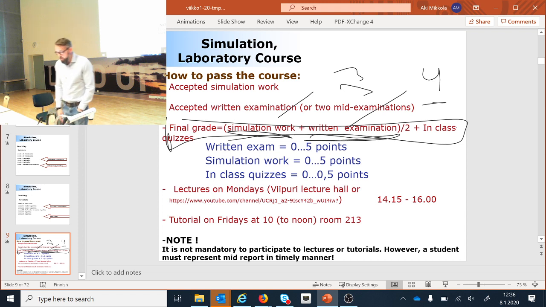Then there is an opportunity to upgrade your grade, and that will be based on in-class quizzes. If you do all the in-class quizzes in an acceptable way, I will explain the details again after a few slides, then it's possible that you can upgrade your grade by 0.5 points.